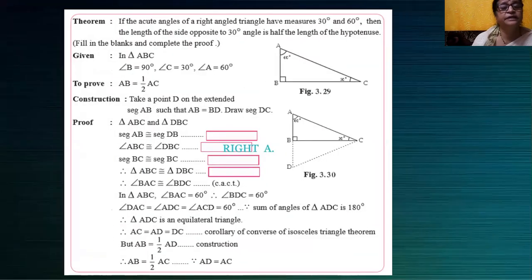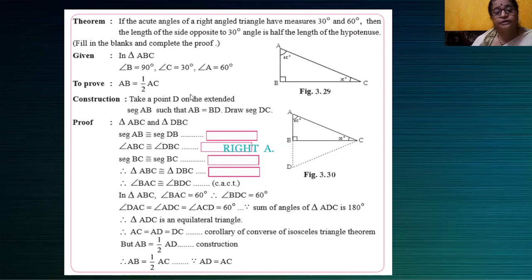The next theorem is: if the acute angles of a right angle triangle measure 30 degrees and 60 degrees, then the length of the side opposite to 30 degrees is half the length of the hypotenuse. This is a triangle given. What is given? Triangle ABC, the measure of angle B is 90 degrees, the measure of angle C is 30 degrees, and angle A is 60 degrees. Then what do we have to prove? We have to prove that the measure of AB is equal to half of AC.